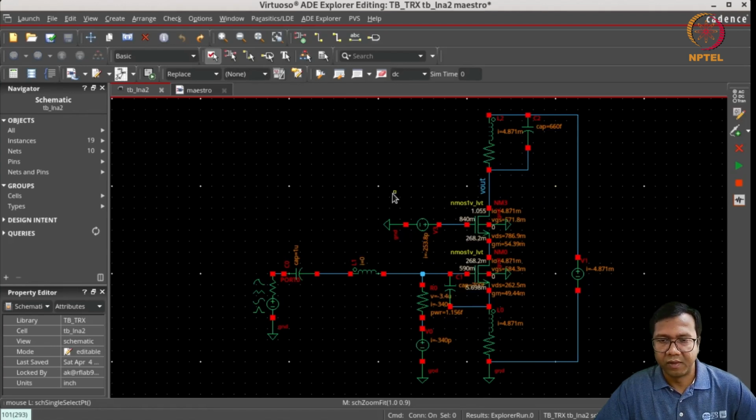So for now, this looks like a functional LNA, and we can see that there is scope for a lot more optimizations, but this can be a good starting point.